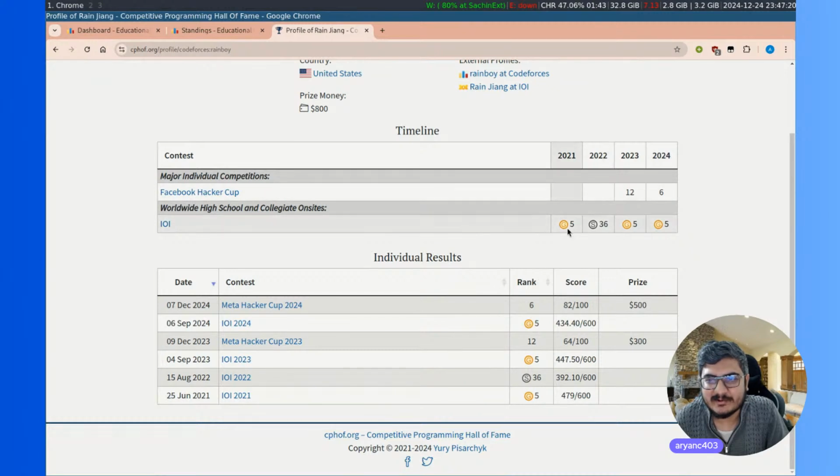He has been to IOI 4 times. He was ranked 5th 3 of the times. And in Hacker Cup, he was 6th and 12th. So he's definitely in the overall top 25.